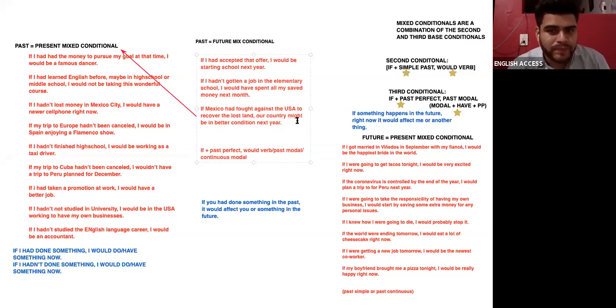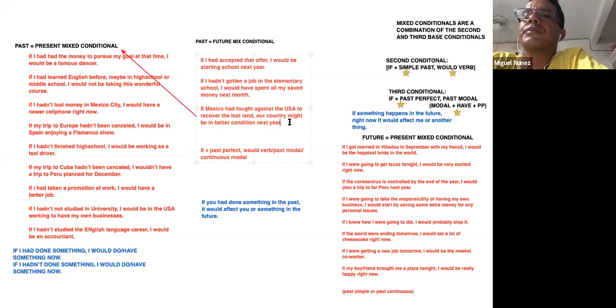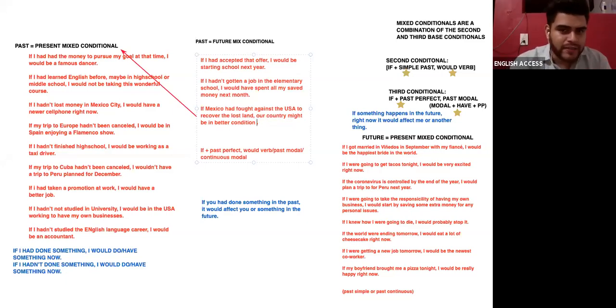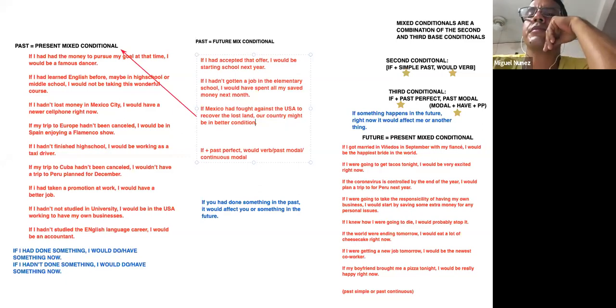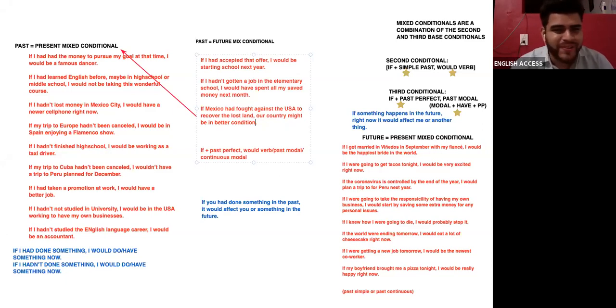All right. Okay. For this condition, like I said, it's a good sentence. It makes sense. Si México hubiera peleado contra Estados Unidos por la tierra, ahorita estaríamos en mejor condición. It's good, but it's not past future. Oh, okay. This one is hard. I promise you. So don't feel discouraged. But let's see.